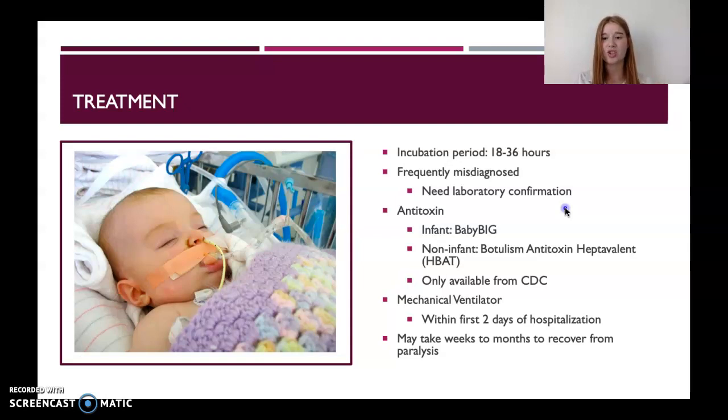So as soon as a physician suspects botulism, they need to administer the antitoxin because the sooner it's administered, the more effective it is. However, the antitoxin is only available from the CDC in the US, meaning that physicians have to contact the state health department as soon as they suspect botulism. Every single case is considered a public health emergency. If the patient goes into respiratory failure, which usually occurs within the first 2 days of hospitalization, they'll be put on a mechanical ventilator, and it can take weeks and even months to recover from paralysis, and we'll talk more about why that is.